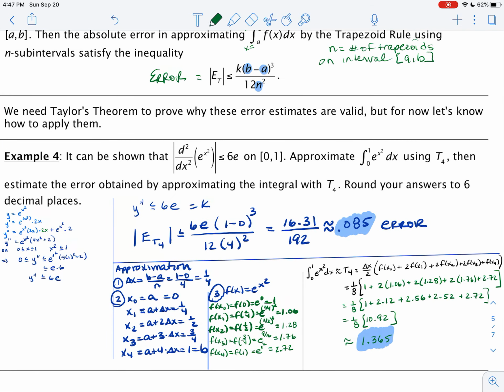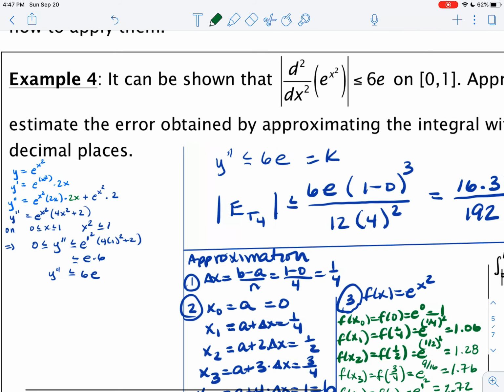All right, so let's look at an example here. It says it can be shown, and I show it in a second, that the second derivative of e^(x^2) is less than or equal to 6e on the interval from 0 to 1. It then asks: approximate the integral from 0 to 1 of e^(x^2) dx using T4, so that's using the trapezoid rule with 4 trapezoids. Then estimate the error obtained by approximating the integral with T4, and round your answer to 6 decimal places. I'm only going to round to 3. Sorry.